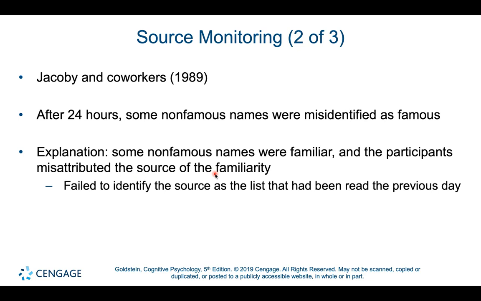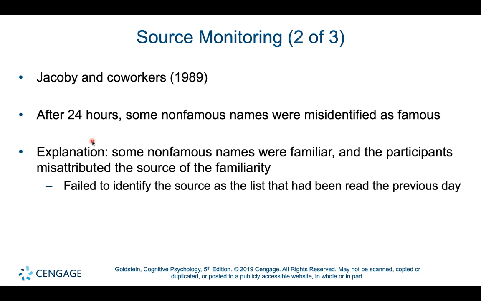So we'll set up the experiment. On day one, you get a bunch of names, and your job is to remember those names. Some of them are famous people, and some of them are just random names, right? So you get this long list of names. Some are famous people, some are random names. You study that list, you do your best to remember it. You come back the next day, 24 hours later, and they give you the same list. And you look over the list, and your job is to identify who's famous and who's not famous.